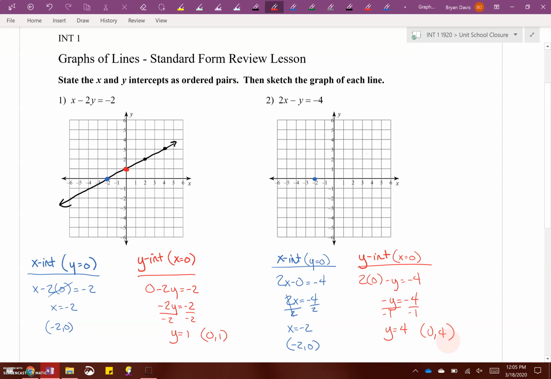Plotting that point, (0, 4), and now I have 2 points. Notice my slope is up 4 over 2. So 4 over 2, I see that as a slope of 2. I'm going to get another point just to help me draw your line. There you go. This is how to graph lines in standard form. Hopefully this helps.